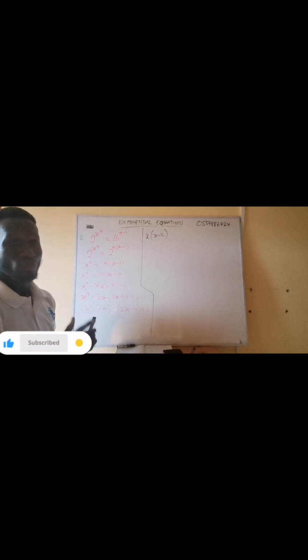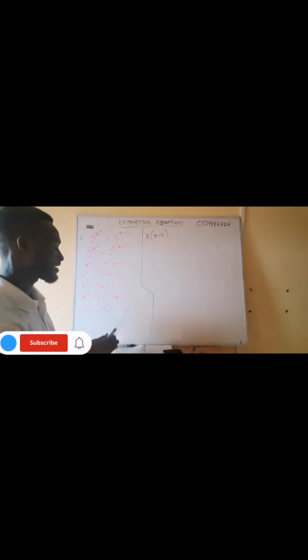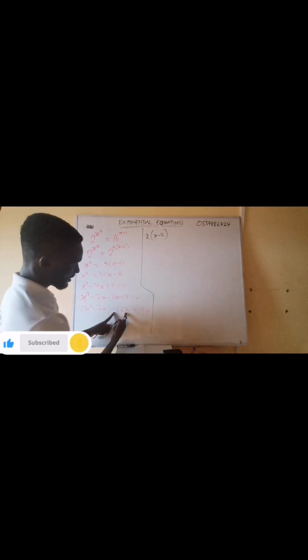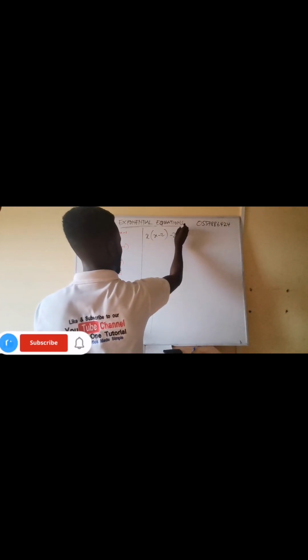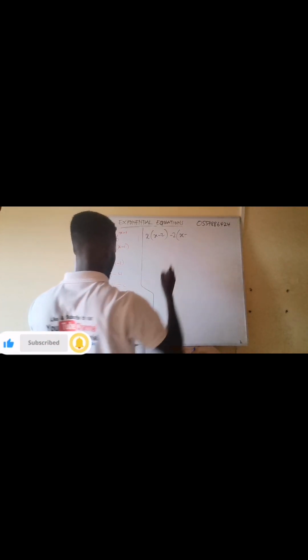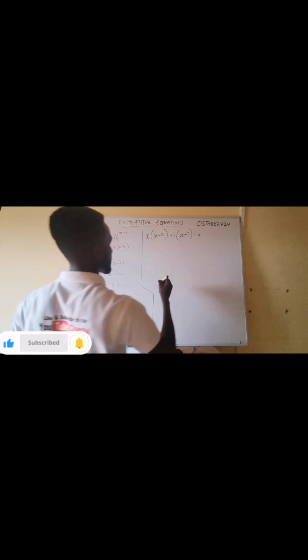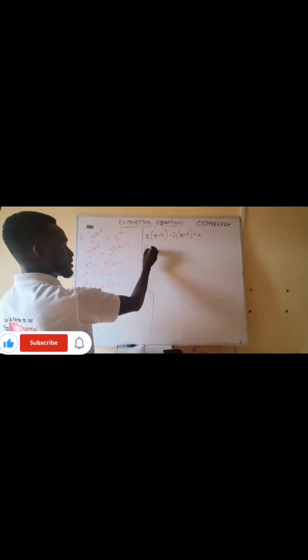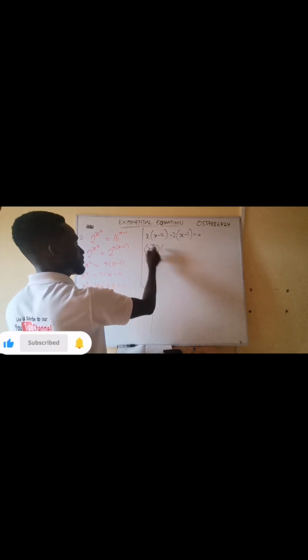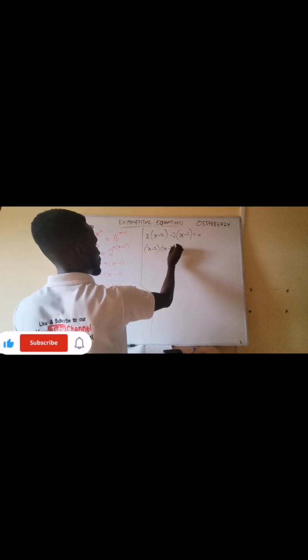If you are not good at quadratic equations, I'll go and make videos on algebra, then we talk about it. Now, we factorize the 2 out. We have x minus what? x minus 2 equal to 0. So we further factorize. We have x minus 2 and then x minus 2.